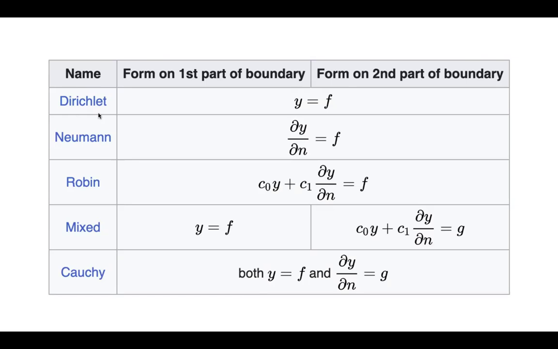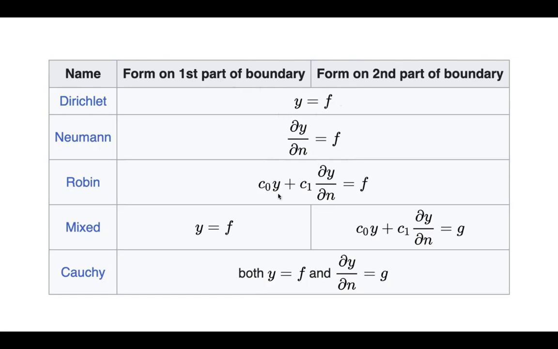Yeah, Dirichlet boundary conditions. When it's the first part of the boundary, second part of the boundary, in both the places, if the function value is given to you, it is called a Dirichlet boundary condition. If in both boundaries the gradient value is given to you, it is called a Neumann boundary condition.